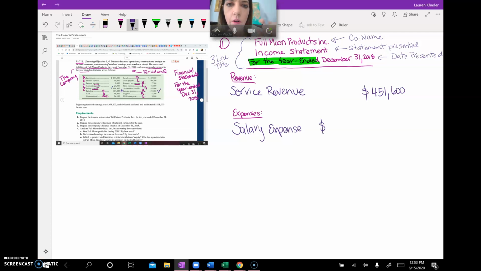And I know that when you're entering the information into your homework, it's not going to want you to include the $. It's going to automatically populate the $ sign for you, as well as the commas. So just include the numbers, and it'll automatically update with the $ sign and the commas for you. For salary expense, it was $108,900. And let's see if we have any other expenses. We have rent expense, $41,000.